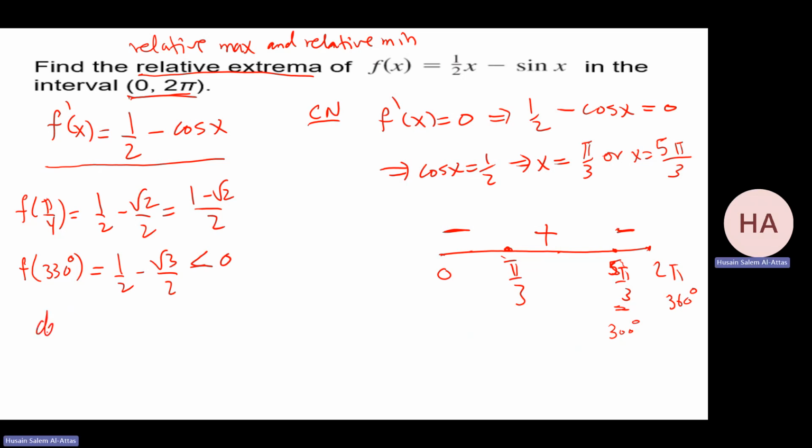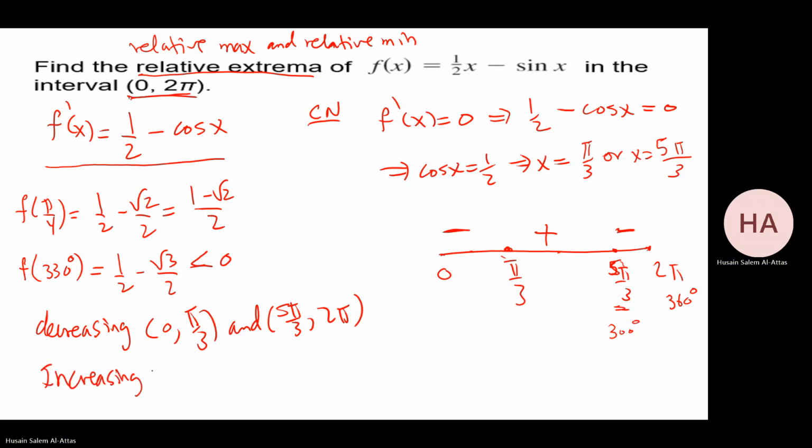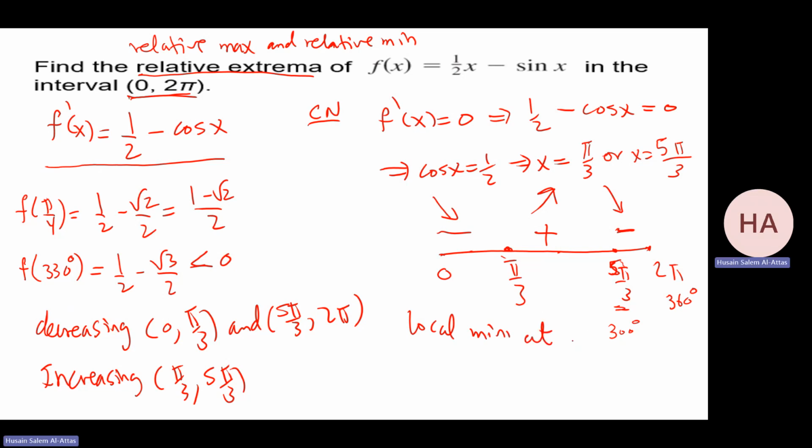So I have decreasing from 0 to pi over 3, and from pi over 3 to 2 pi, and I have increasing from pi over 3 to 5 pi over 3. Okay, that will be decreasing, increasing, decreasing. So I have a local minimum at x equal pi over 3. And I have a local maximum at x equal 5 pi over 3.